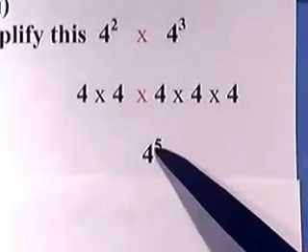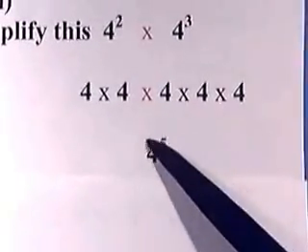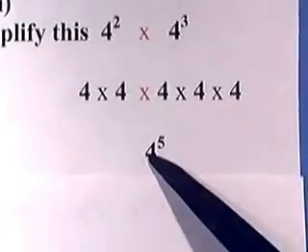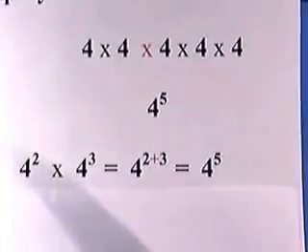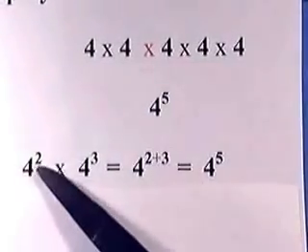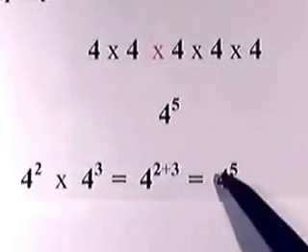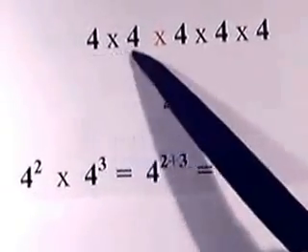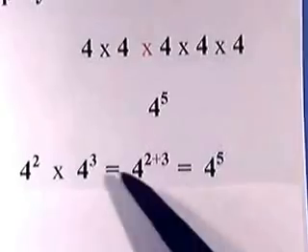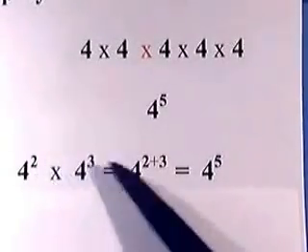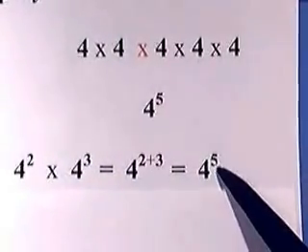Now, how many 4s are being multiplied together? 5 of them are. So you can see that all of this can be written in a short form as 4 to the power of 5. Well, could we have got there in one short step? And the answer is yes, if we had simply added the powers. 2 add 3 is 5. We didn't have to write out all of that. We could have just added those 2 powers and written 4 to the power of 5.